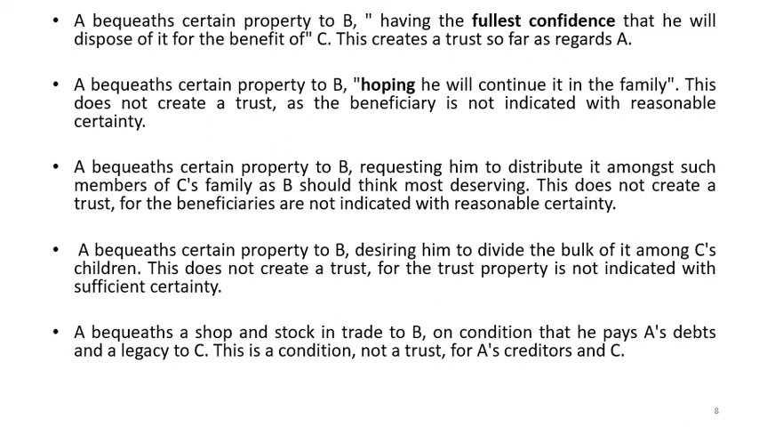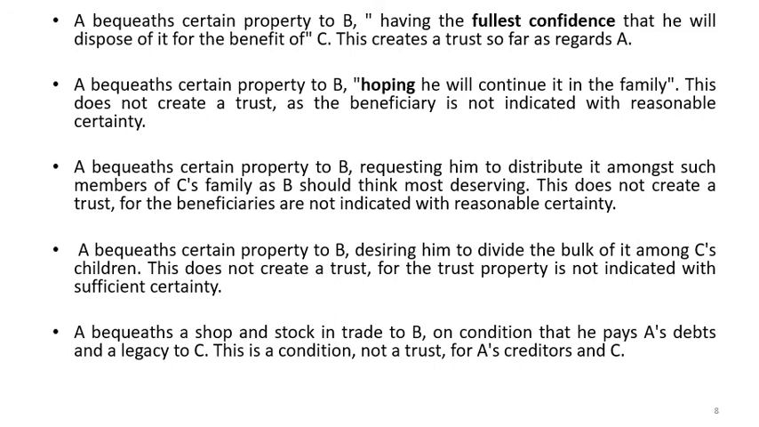Then come to illustration 2. A bequeaths certain property to B, hoping, that's a precatory word, hoping he will continue it in the family. Again you apply: certain property, ABC property, is clear; the trustee is clear. Then what is the problem here? In the family. What is the definition of family? Maybe father and mother, or husband and wife, or sometimes husband, wife and children, or sometimes grandmother, grandfather. It goes like that. We don't really know.